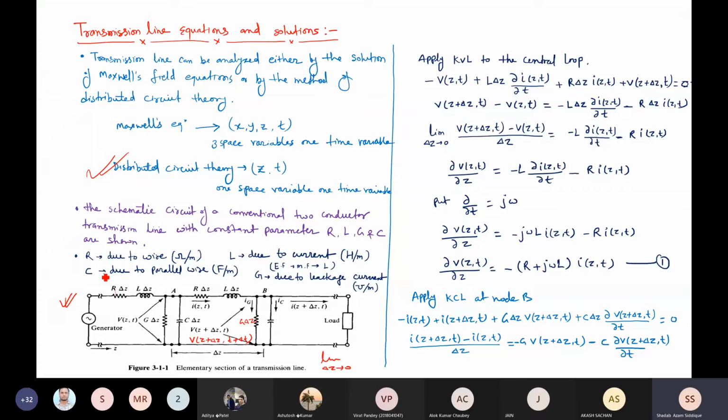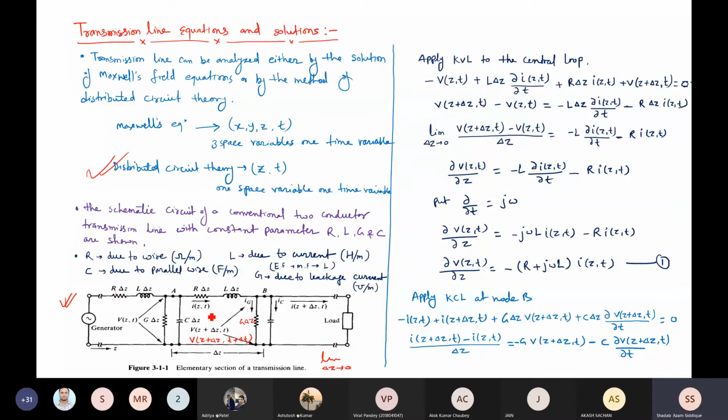Now all these, resistance, capacitance, inductance, and conductance, are represented in units. Resistance has its own unit, that is ohm, and it is per meter. So ohm per unit length means resistance per unit length. This is called resistance per unit length. Ohm per meter, Farad per meter, Henry per meter, Mho per meter. So all these are with reference to per unit length.